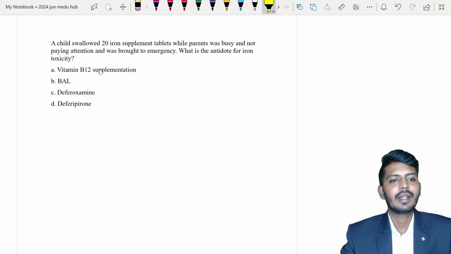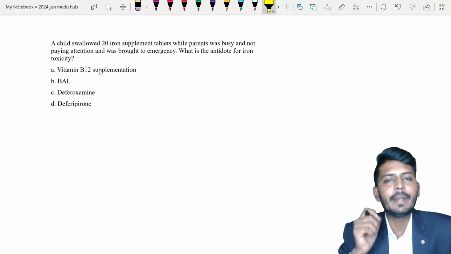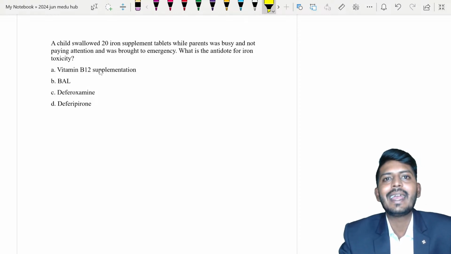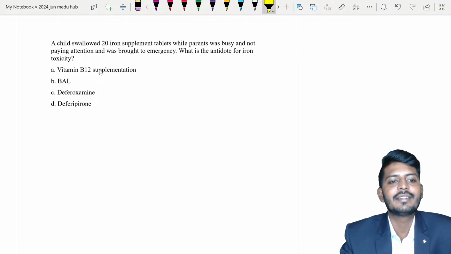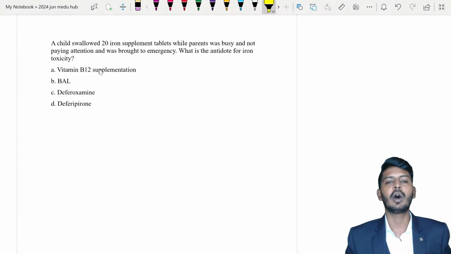Option A, vitamin B12 supplementation. Option B, BAL. Option C, deferoxamine. And option D is deferiprone. What is that? Deferiprone. So, what is the antidote?